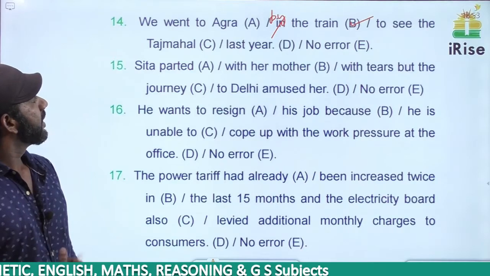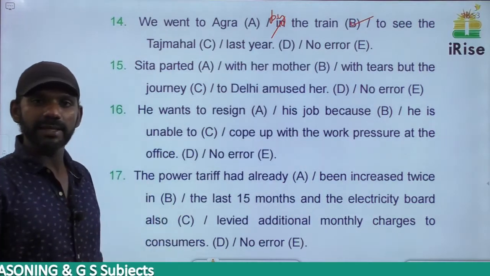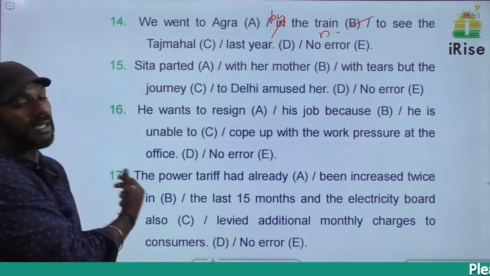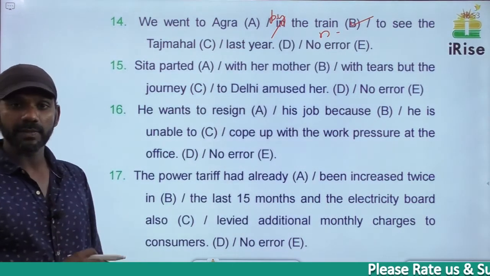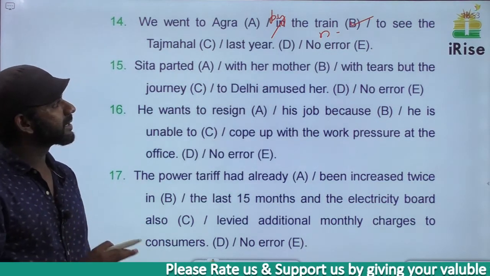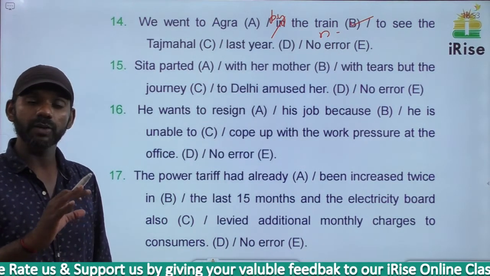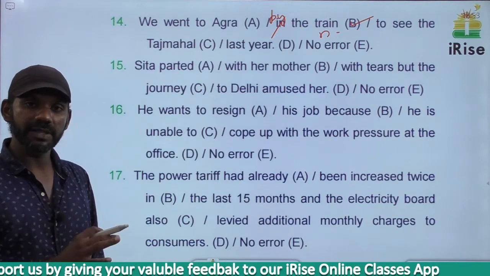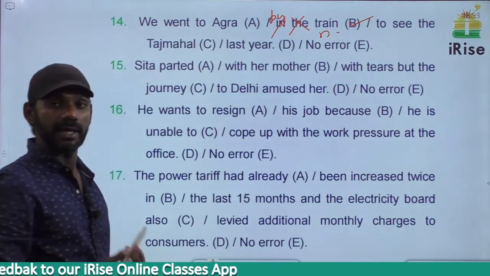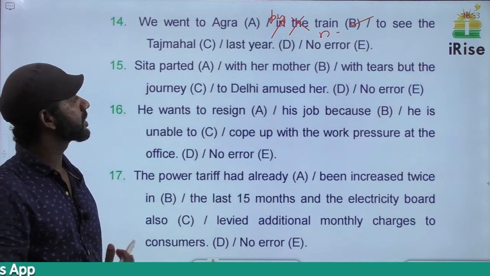Now come to this. We went to Agra by dash train to see the Taj Mahal last year. Train is a noun. In this sentence, what is the information given regarding the noun train? To see the Taj Mahal is not the information given regarding train, right? There is no information given regarding the noun train. So the noun train cannot be taken as specific. It must be taken as general. So the train is also a wrong usage. It must be by train. By a train is a wrong usage anyway. So we went to Agra by train to see the Taj Mahal last year.